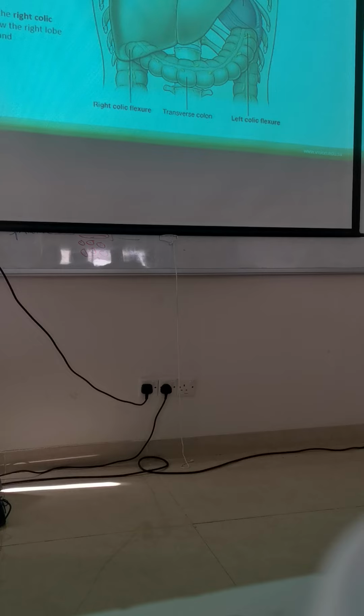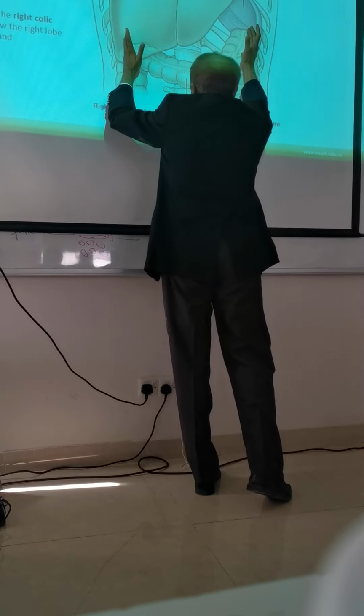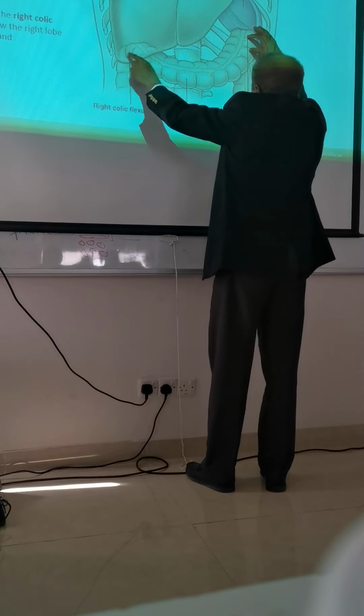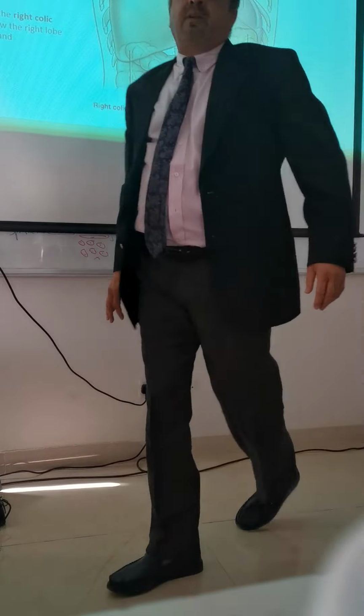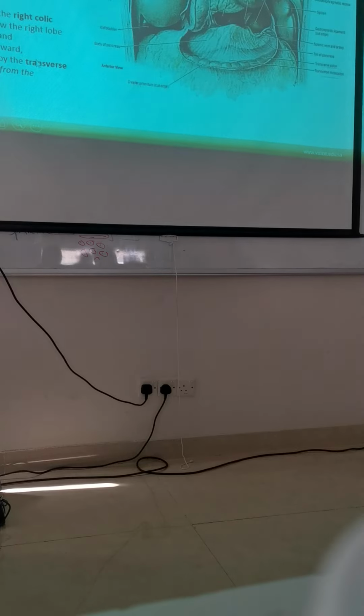Look, there will be another picture. We have the right colic flexure, then it goes from the right colic flexure to the left colic flexure. This is called the transverse colon. The area between them is the transverse colon, 38 centimeters in length, and it has a transverse mesocolon, as I told you. Over here you can see the transverse mesocolon, pancreas, and this is going to the posterior abdominal wall.